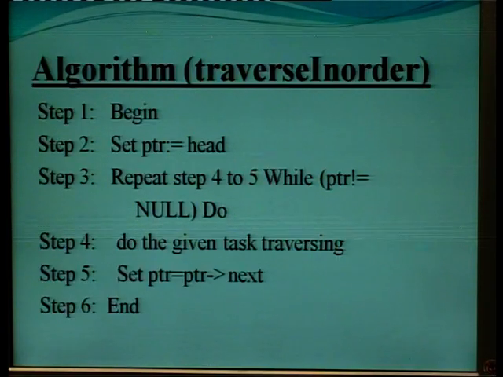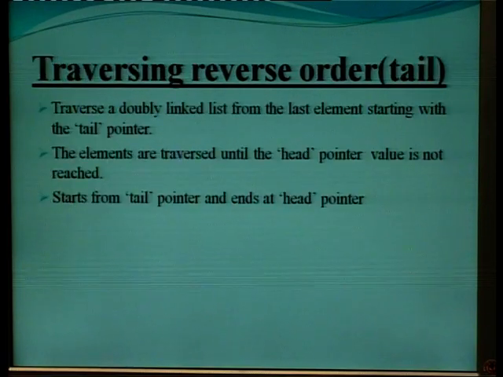It repeats step 4 and step 5, does the given task, and at every step sets the pointer to the next. So first it checks the condition; if the condition is true, that is, the pointer is not equal to null, then it traverses and sets the pointer to the next pointer value. These steps are repeated until the condition becomes false, that is, until the pointer is equal to null. Whenever the pointer is equal to null, the condition is false and the program ends.